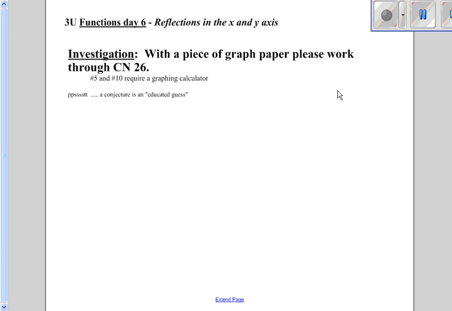There are a couple of questions, 5 and 10 specifically, that ask you to use a graphing calculator, and you can't at home. But if you could work through some of it, it will make the most sense to you. And one of the words that came up last year was, what is a conjecture? Conjecture is an educated guess. So I want you to try a couple, have a look, make some good guesses, and then return to the lesson.